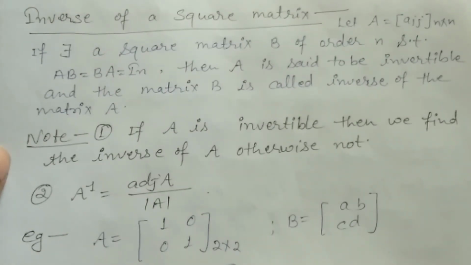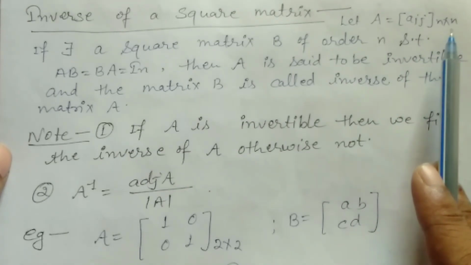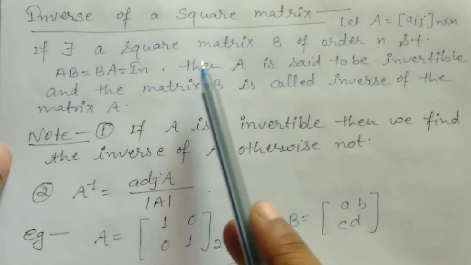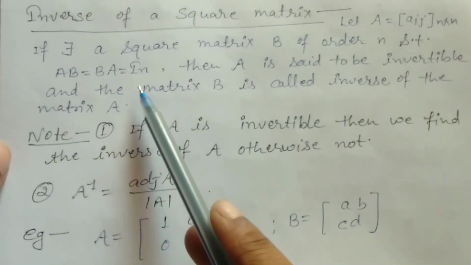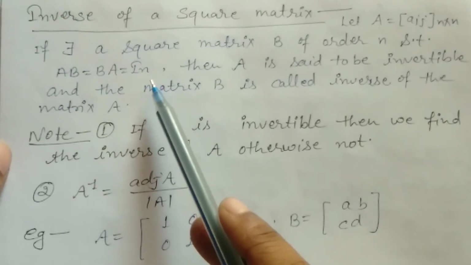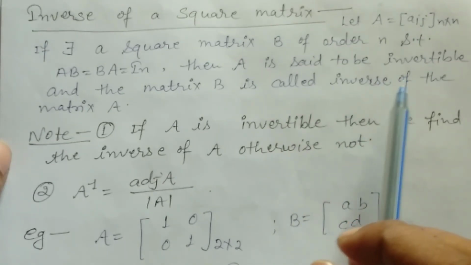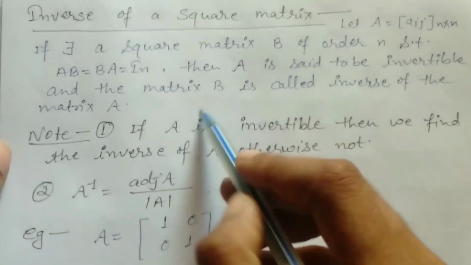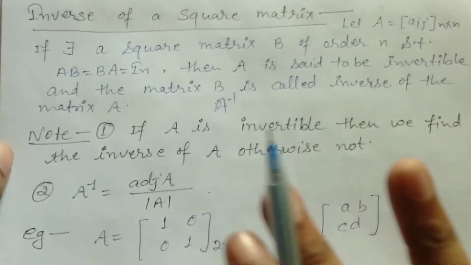Now we discuss the inverse of a square matrix. What is the inverse of a square matrix? If a matrix is square, then its inverse can be found. Let A equal (aij) be an n cross n matrix. If there exists a square matrix B of order n such that AB equals BA equals the identity matrix of order n, then A is said to be invertible and the matrix B is called the inverse of the matrix A. It is denoted by A inverse. Okay, both have the same meaning.